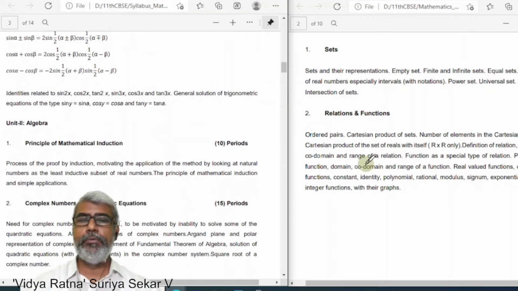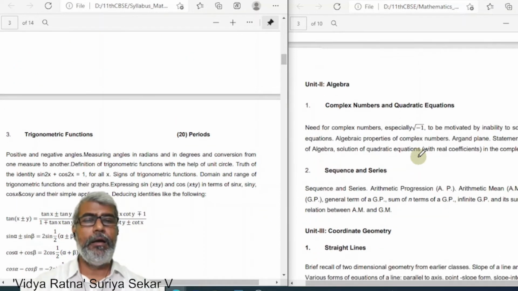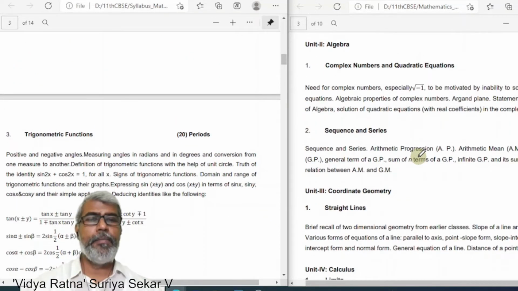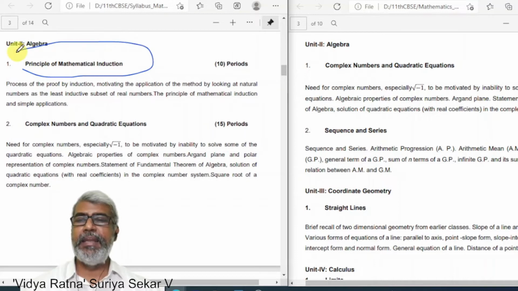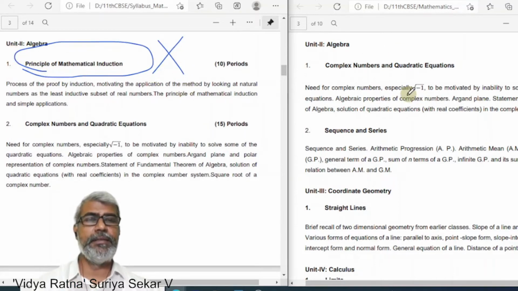Next we'll go on to unit 2, algebra for term 1, complex numbers and quadratic equations. Let me compare with the old one. So this chapter, principle of mathematical induction, is completely omitted. It's not there. You can see it is removed.